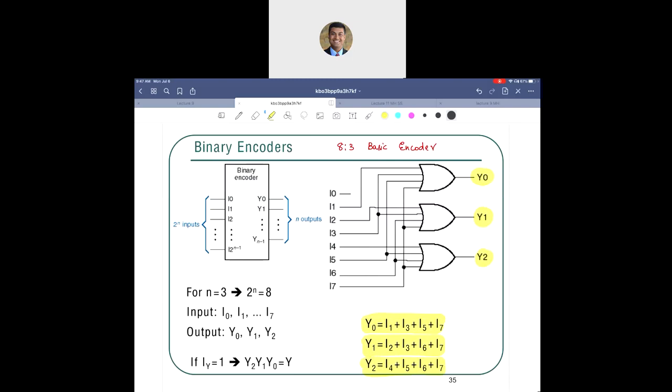And these are simply OR operations. So you use OR gates to connect all of them together, OR to relate the inputs and the outputs. So all of that goes in here. So that's an 8 to 3 basic encoder, expanding on our conversation of 4 to 2 basic encoder.